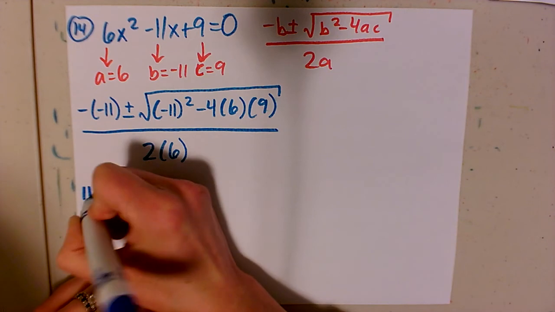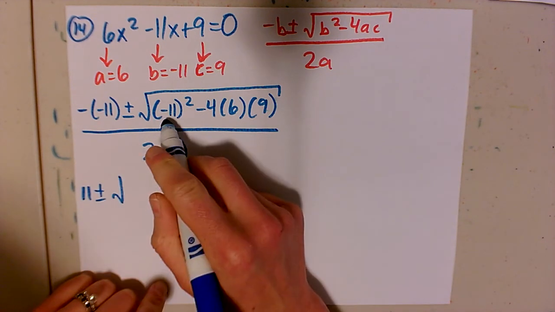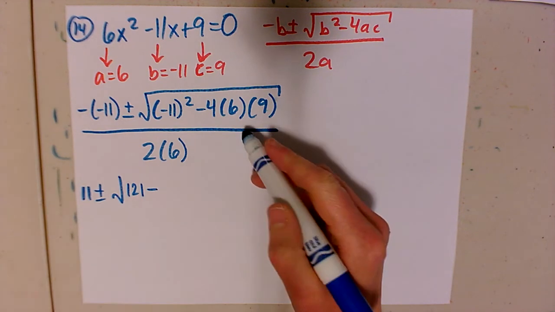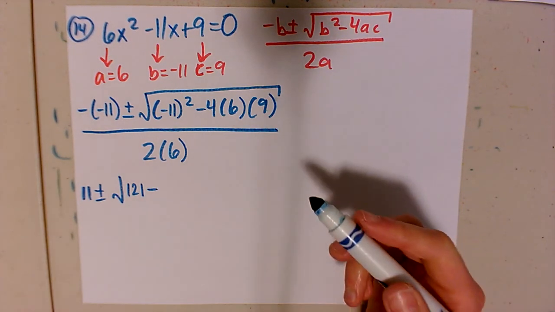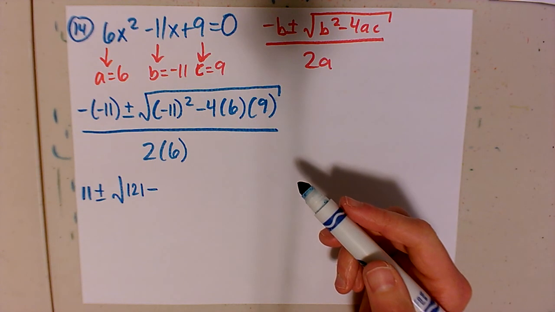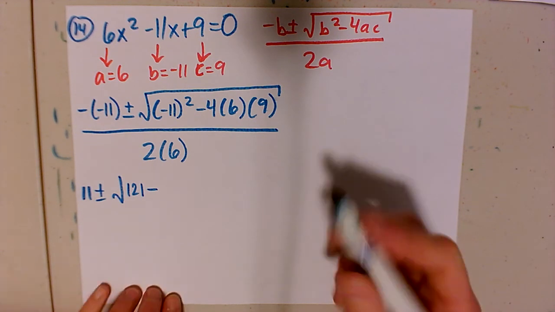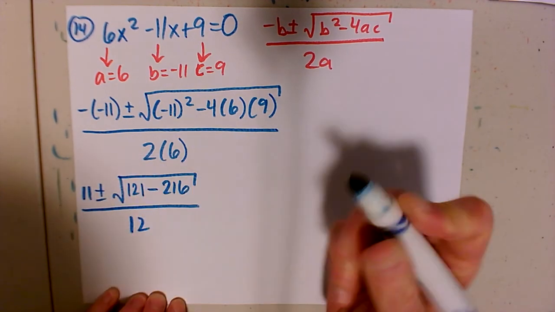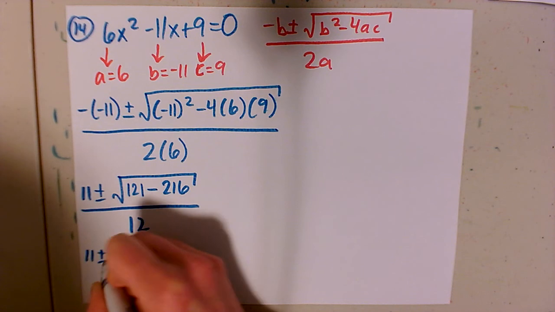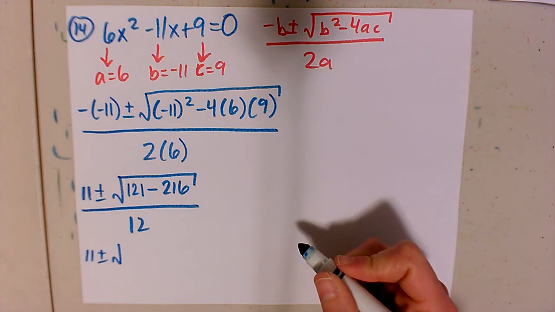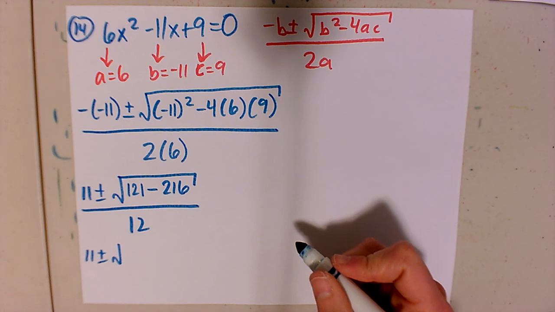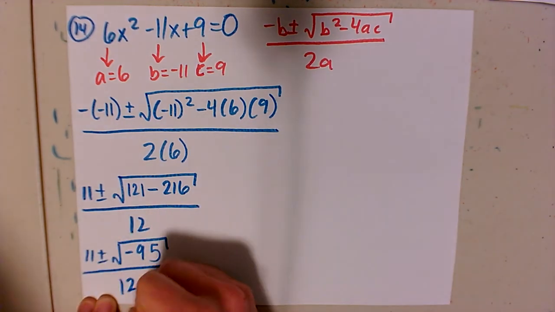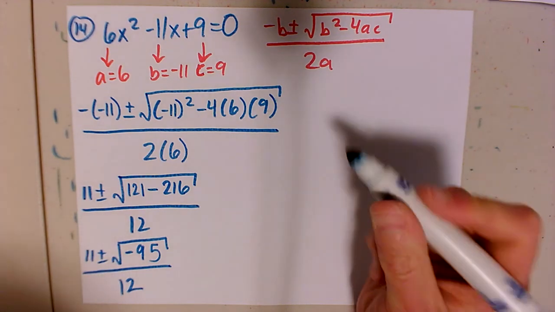Alright, so we simplify this. We get a positive 11 plus or minus the square root. Well, this negative 11 squared, that's going to turn into a positive 121. And then I've got a minus. Let's see, 4 times 6 is 24 times 9. I don't know that off the top of my head. 24 times 9 is 216, all over 12. Okay, so 11 plus or minus. So 121 minus 216 is going to give us negative 95 over 12.